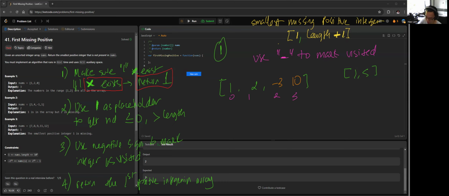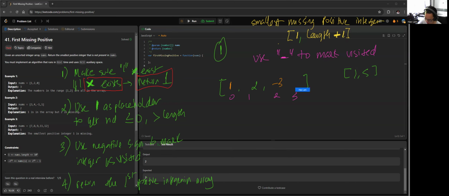If the 1 doesn't exist, let's say this is 3, we can return 1 and we are done. That is the first case. If the 1 exists, then we are set. We can use number 1 as the placeholder. So we iterate over the numbers, checking if each is in range or not.